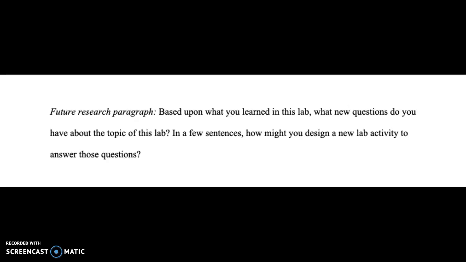What are those questions? Then, in a couple of paragraphs, one or two will suffice, how might you design a new lab activity that would answer those questions? You don't need to write out step by step what you would do, but you do need to provide the reader with some sort of picture of how you would go about testing to answer the questions that you've come up with here.